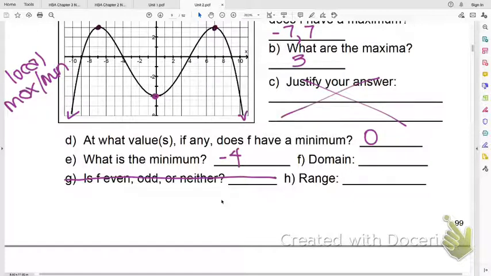And last, just quick practice with domain and range. All the way to the left means my domain starts where? -infinity. All the way to the right means my domain goes out to where? Infinity.